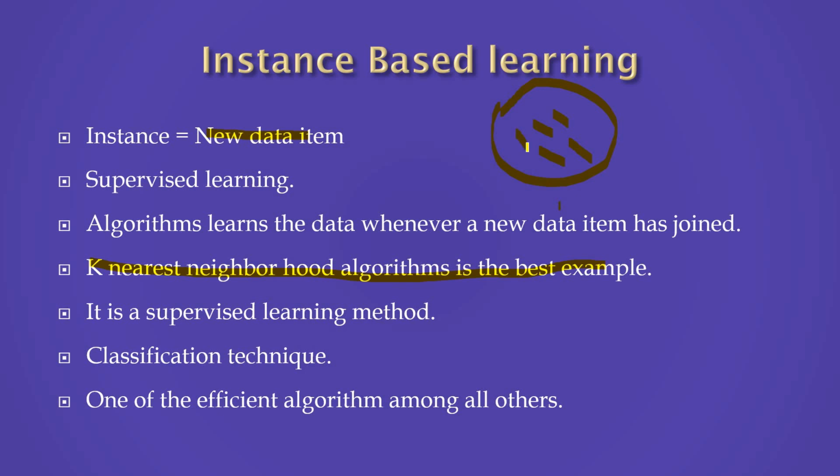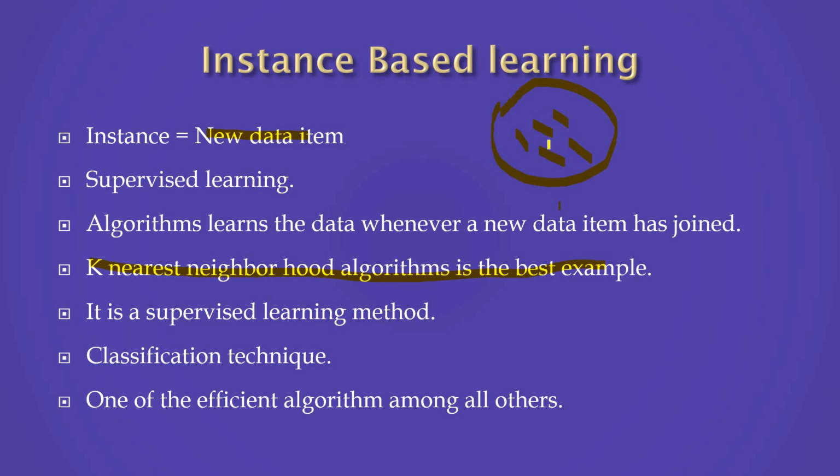Another name for this instance based learning is lazy learning. Because of this, the classification of all the data items, including the new data item, can be done very fast, so it is considered one of the advanced and efficient algorithms among all algorithms. A very good example for this is the k nearest neighbor algorithm.